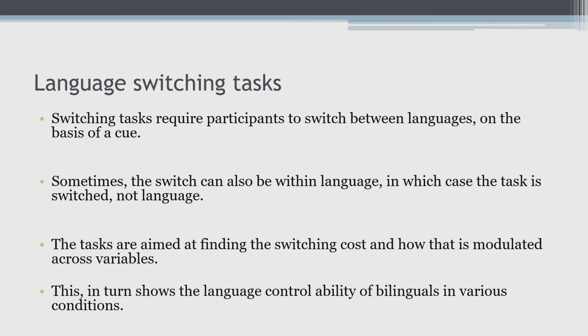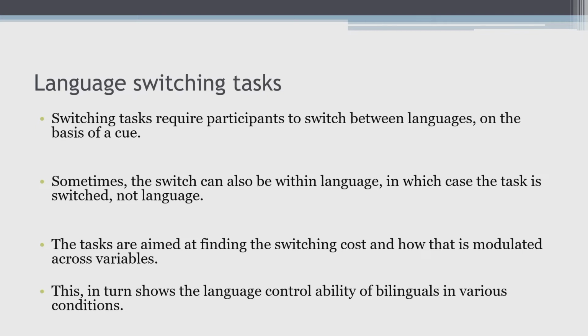Sometimes the switching can also happen within a language. In that case, the task is switched, not the language. So, if it is a within-language switch, the task is different. In one case you are identifying a noun, in another case identifying a verb, but both within the English language, let us say. Similarly, in between-language switching, you are naming the word in one language and then naming the same thing in a different language.